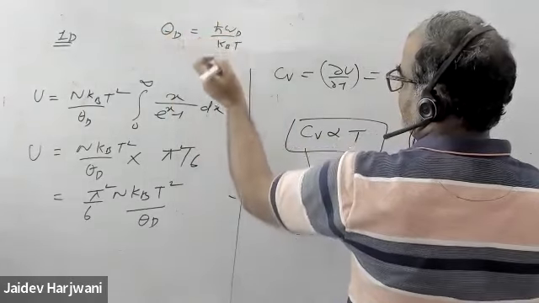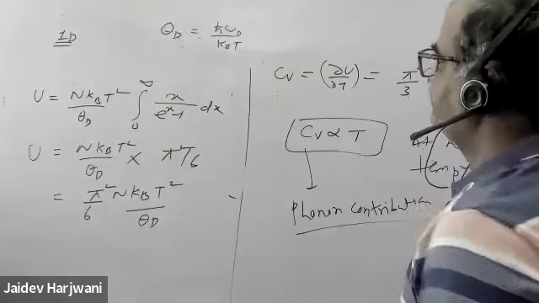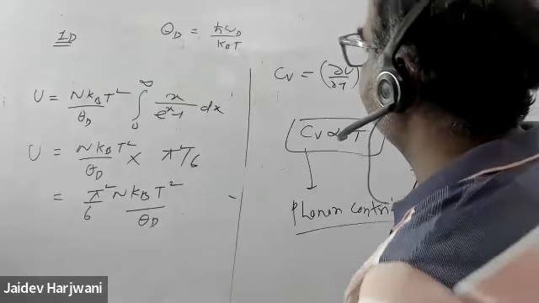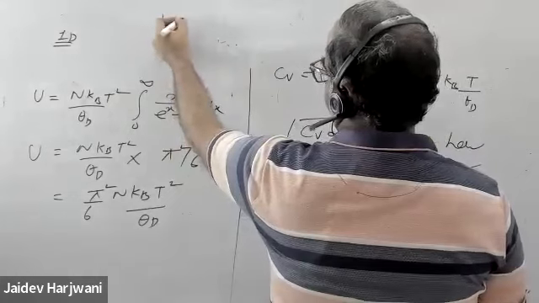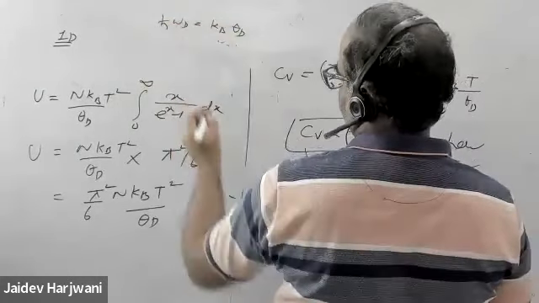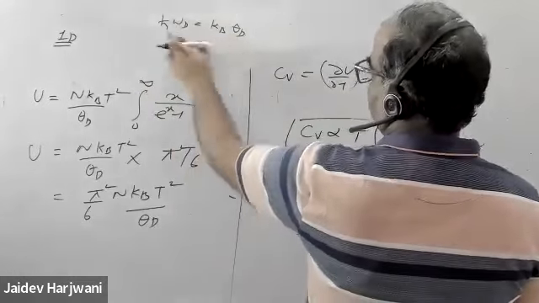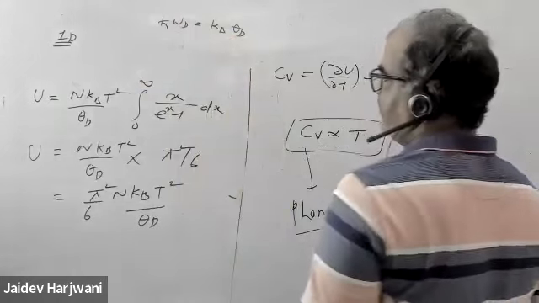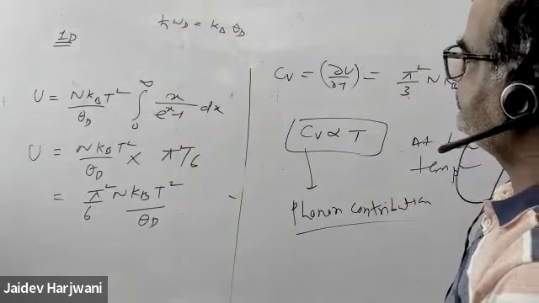So are you sure this is theta D? The h cut omega D upon kB T is equal to theta D by T.